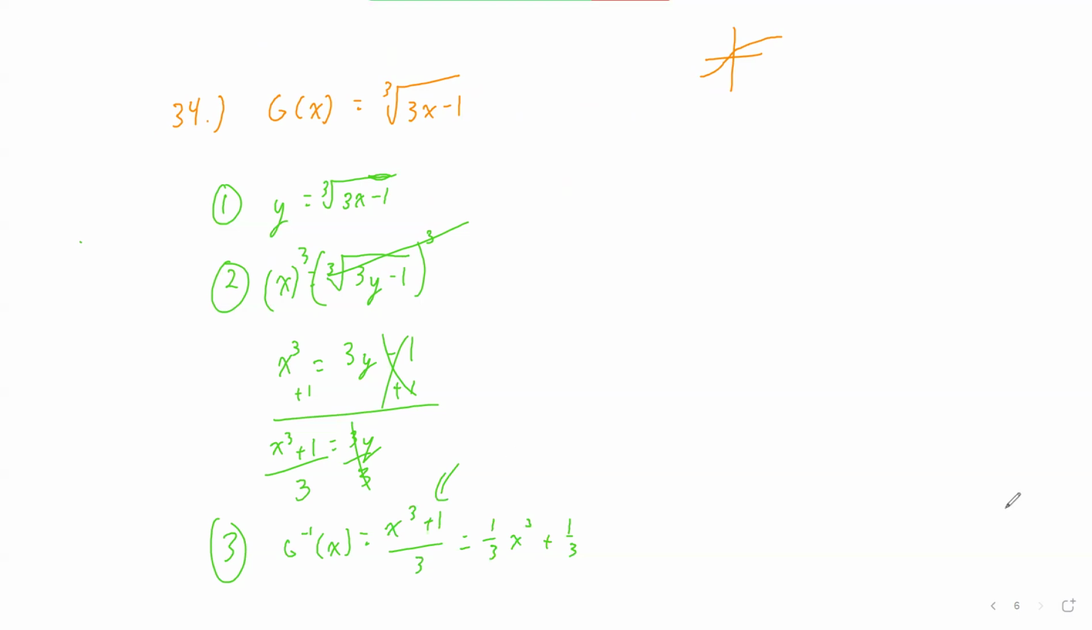All right, let's do some more. 35. We have v of x equal to (x plus 5) divided by 2. So again, this is actually just a linear function. A linear function looks something like this. So I know it's definitely not going to have any restrictions, so I can go straight into solving.